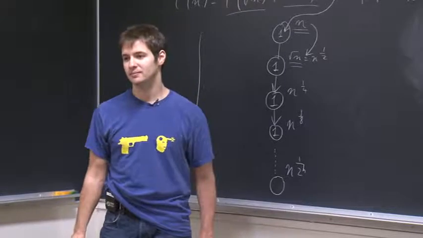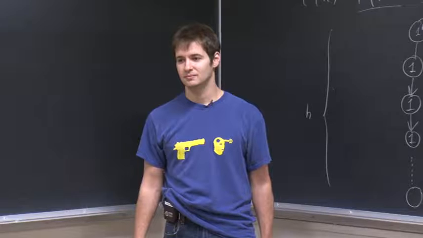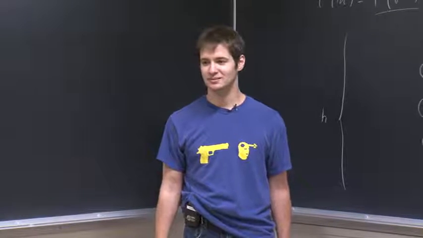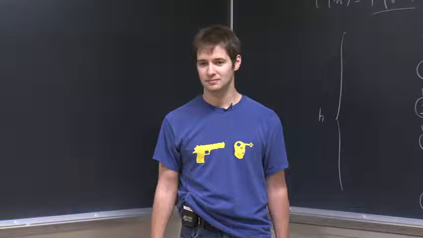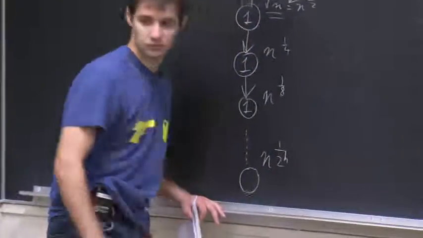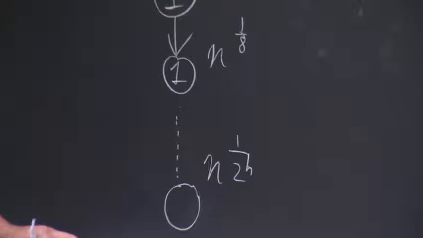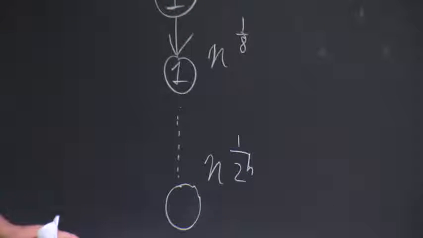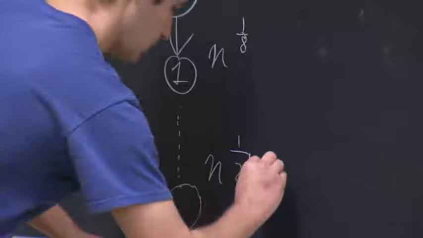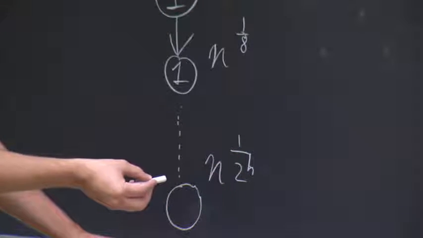Why? I like that, but why? Because you need to go down until you're only looking at one element, and that would be one nth of the problem. Okay, so we want this guy to look like one.